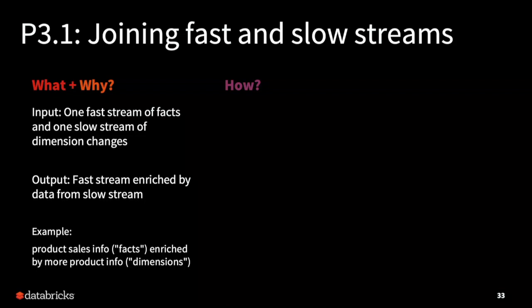For example, you have sales data coming in from point of sales devices and so on. So these are product sale information that is happening millions per hour. But you want to join it with the product information based on the product ID, to enrich the sales information with additional metadata. So that's an example of fast and slow.